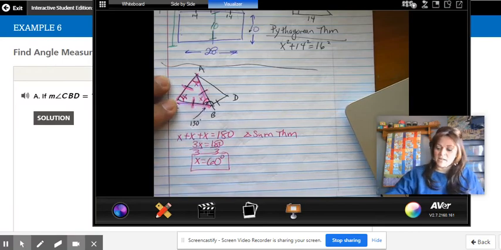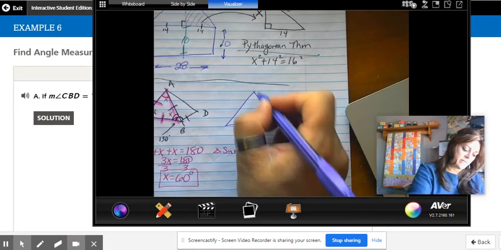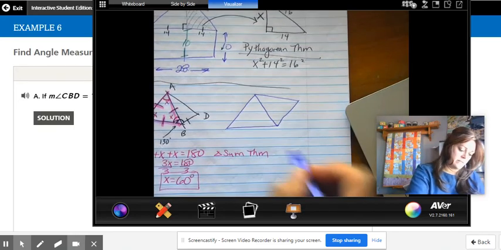So this picture's getting a little ugly. Let me draw it again. Maybe I'll even draw it better this time. It's a little bit better.